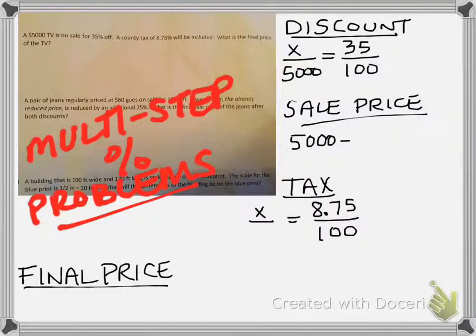Here are the solutions to your last minute percentage review before your percentage test. So the first question we're doing here is the one about the $5,000 TV.